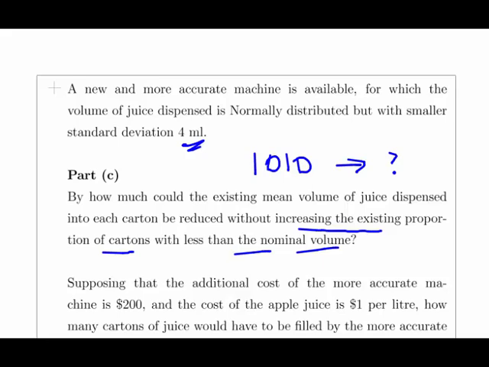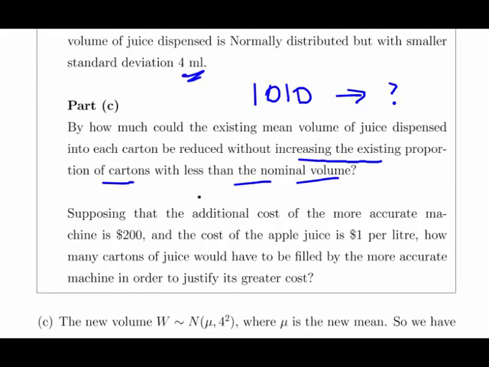Okay, so essentially what we have here is some variable W. I'm going to call it W, and that is normally distributed with some mean that we don't know, but a variance of 4 squared. And essentially what we want to do is keep the probability of less than the nominal volume at the same amount as we had before. So essentially what we have to do here is work backwards.